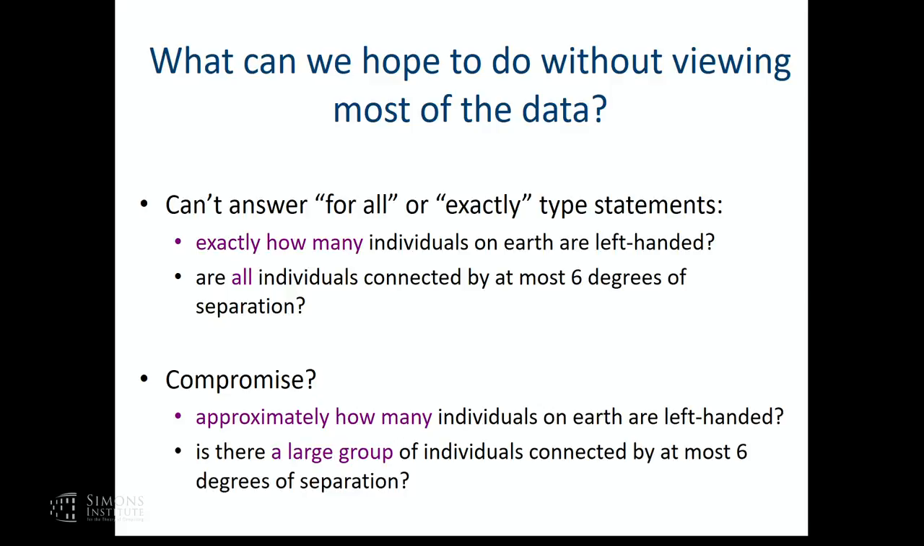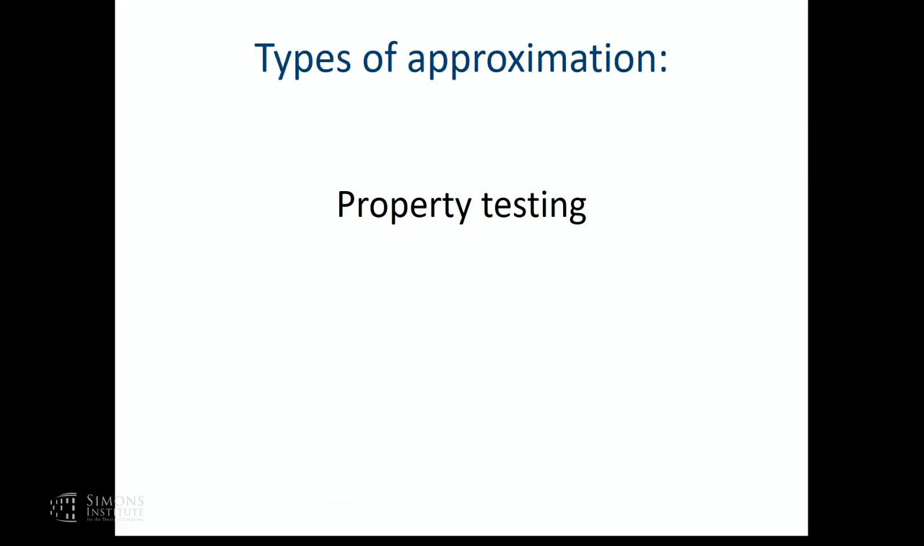And this is the only data you'd ever see anyway. If you read the newspaper and they give you data on how many people are left-handed, they never tell you an exact number. They give you an approximate number, right? So similarly, what we'll hope to be able to say is there a large group, say 99% of the country, is connected by at most 6 degrees of separation. Okay, so that's the type of compromise we're going to have to make.